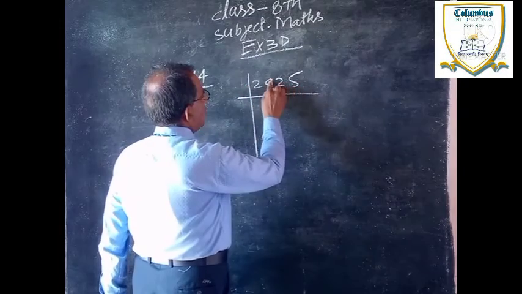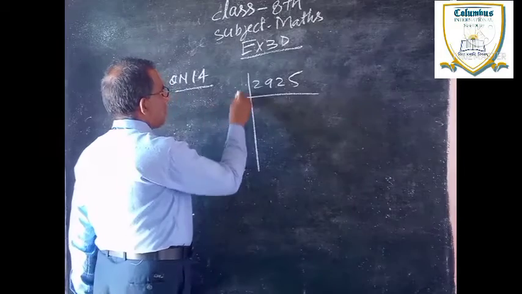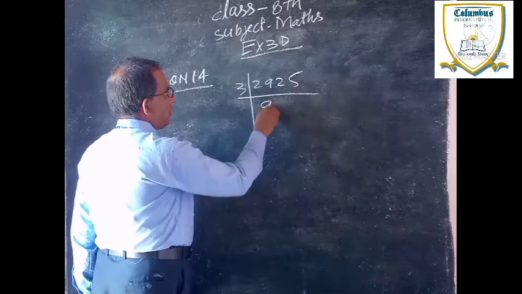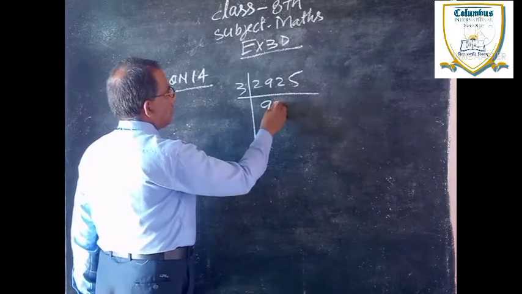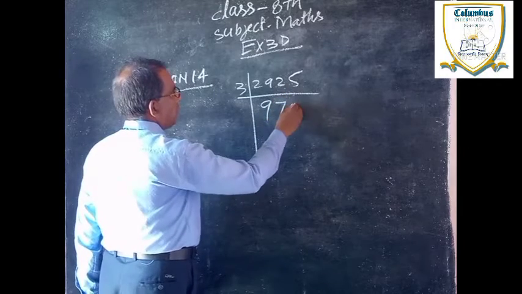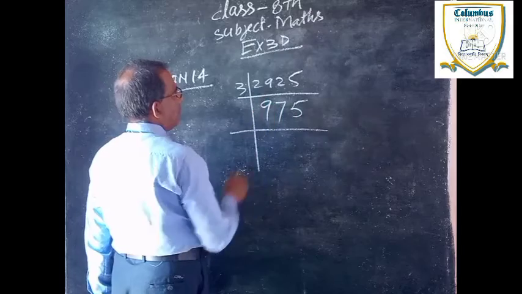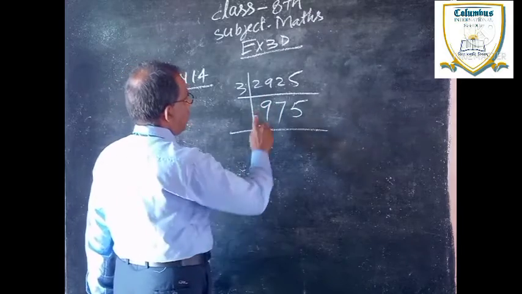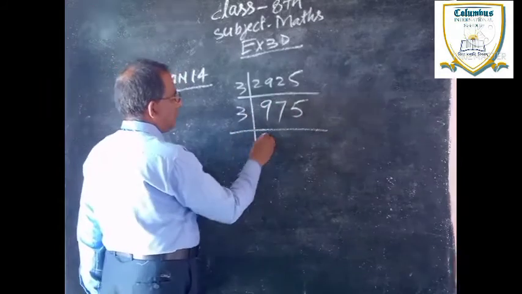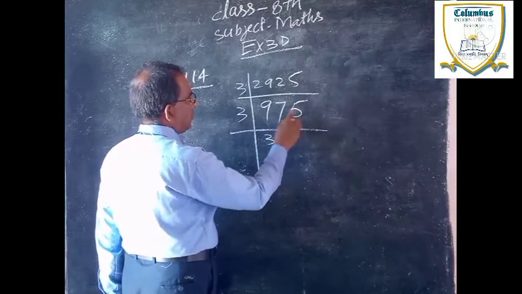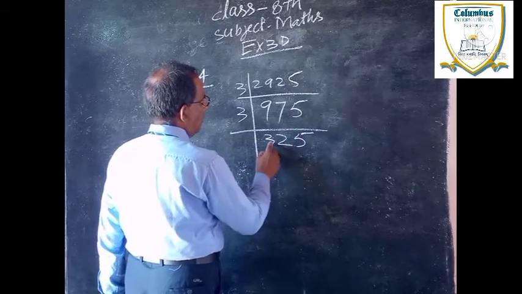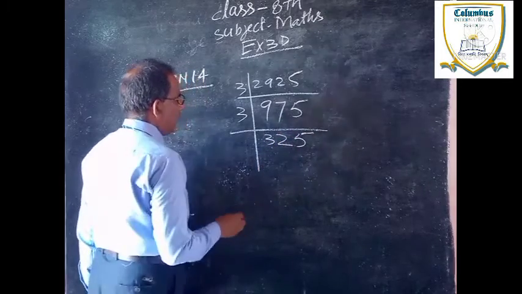This number is divisible by 3. 3 nines are 27, 3 sevens are 21, 3 fives are 15, and 3 fours are 12. That is 975. 3 threes are 9, 3 twos are 6, 3 fives are 15, and now 325 is not divisible by 3.